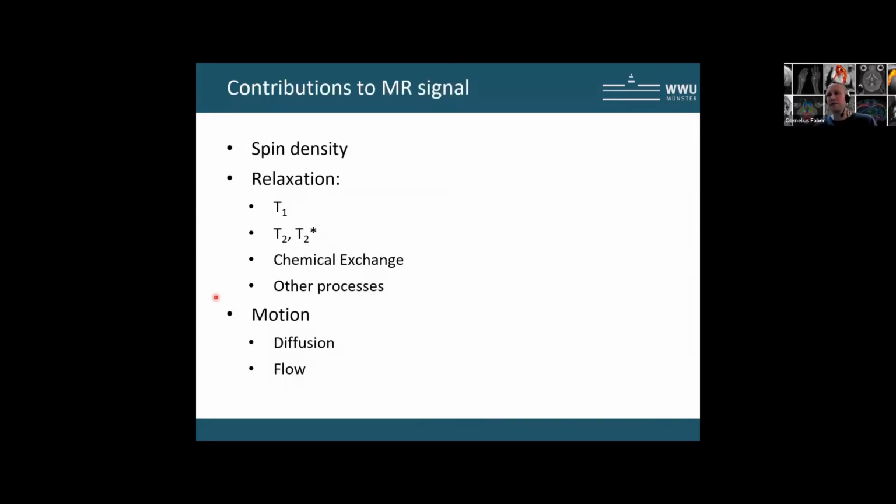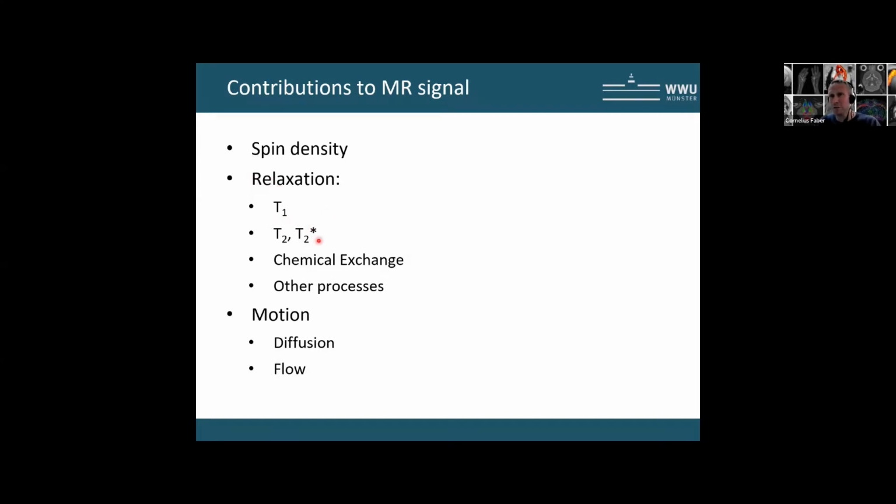Before we start, I would like to remind you that there are a number of contributions to the MR signal, as you have probably heard during the last modules and also during your basic MR education. Of course, the MR signal somehow depends on the spin density. If we have no water, there's no MR signal, as long as we do normal MR imaging. But what is determining the contrast is mostly relaxation, at least in most applications.